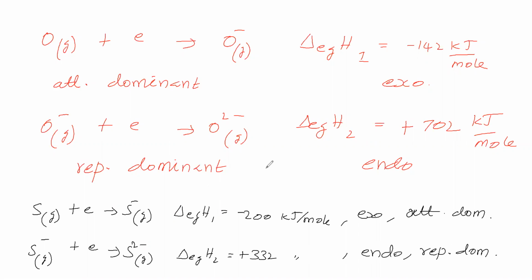Next point, we'll see the relation between ionization energy and electron gain enthalpy. Now we'll take sodium in gaseous state. It takes an electron and becomes Na minus. This is called electron gain enthalpy.